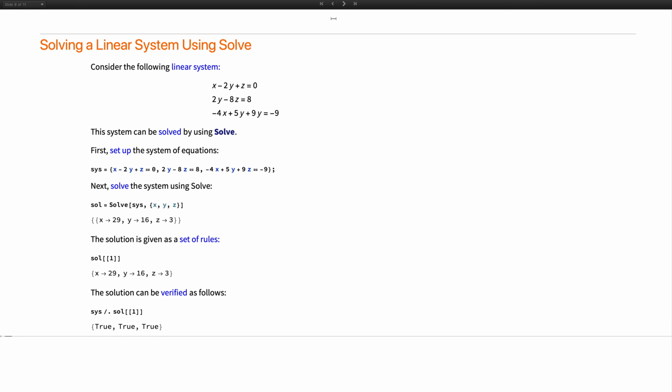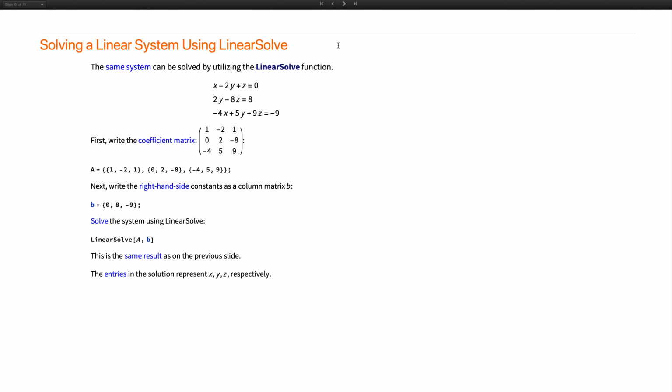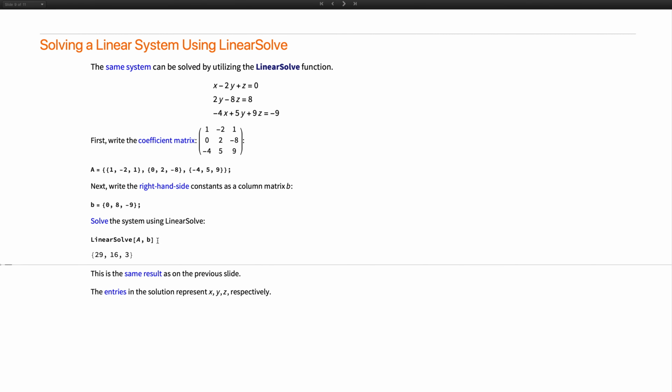Now you could also use another function called LinearSolve, which actually uses matrices. So you can take the same system and form the coefficient matrix, which is 1, -2, 1, 0, 2, -8, and -4, 5, 9. Put on the right-hand side B, 0, 8, -9. Give it to LinearSolve, you do A comma B, and you get back the solution. The same solution as before, but now x is 29, y is 16, and z is 3 has to be read off. Those entries over there are the x, y, and z.